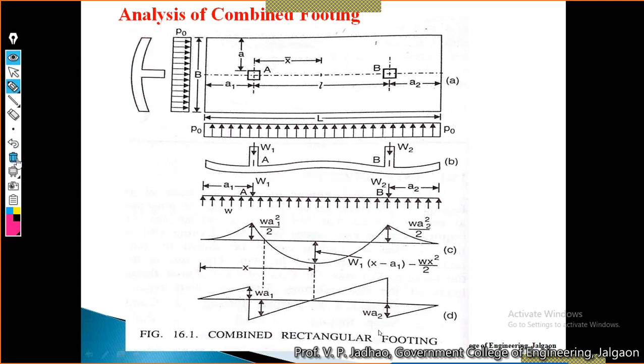Okay, so now in this particular longitudinal direction, we will be considering this as a beam which is resting on these two columns. So your footing will be acting like this. This is your footing position. This is your column C1. This is your column C2.